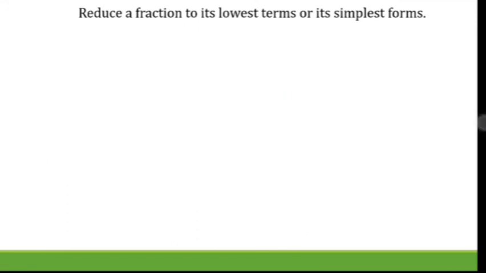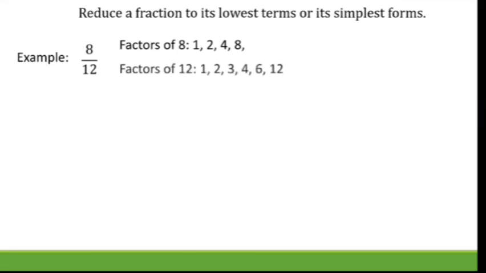Another example, 8 over 12. So, kunin muna natin yung factors ni 8 tsaka ni 12 before we get the GCF. So, factors of 8 is 1, 2, 4, 8. Factors of 12, 1, 2, 3, 4, 6, 12. So, ano yung common and biggest factor? Si 4. So, the GCF is 4.